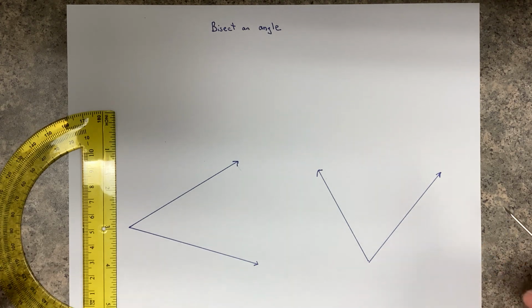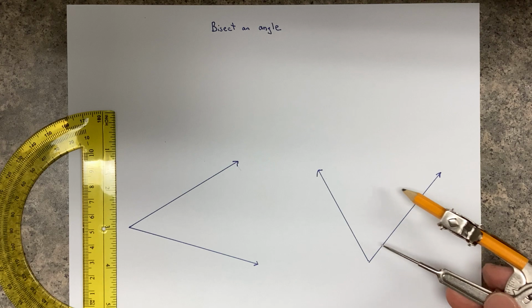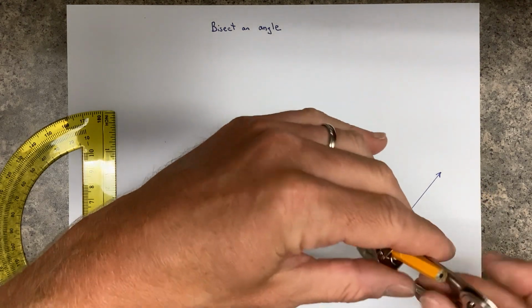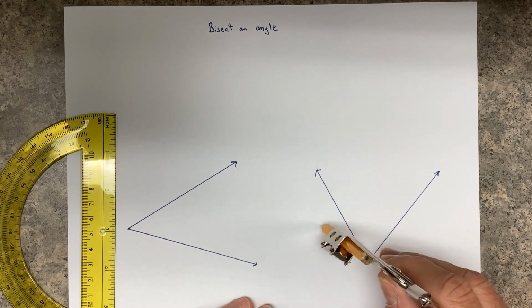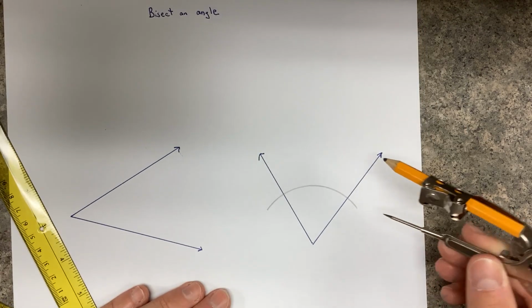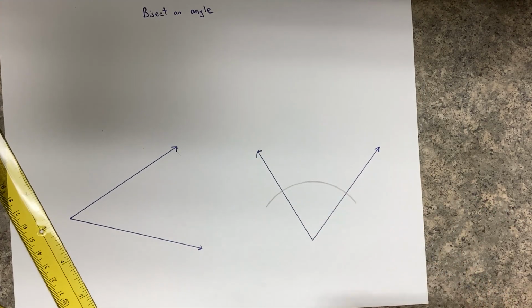So we're going to use the same concepts. We're going to use the fact that we know the radii of all circles are congruent. So I'm going to set my compass, and it doesn't really matter what it is, as long as it's smaller than the total length of this. I'm going to set my compass on the vertex of that angle and draw my circle. That guarantees that this point and the vertex and this point and the vertex are the same distances.